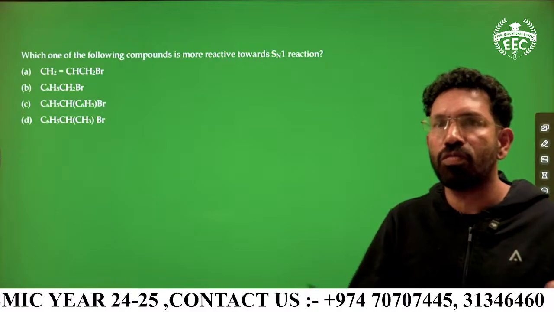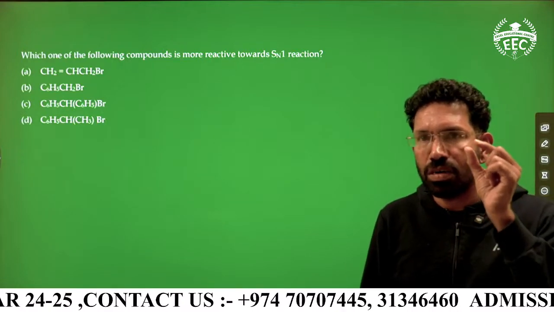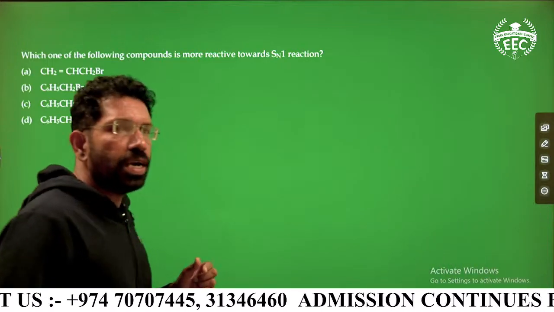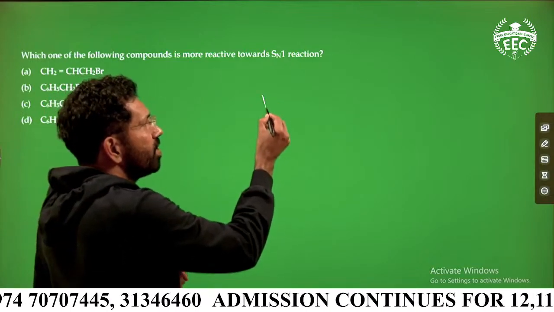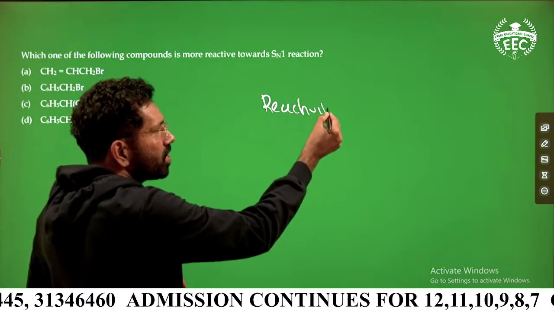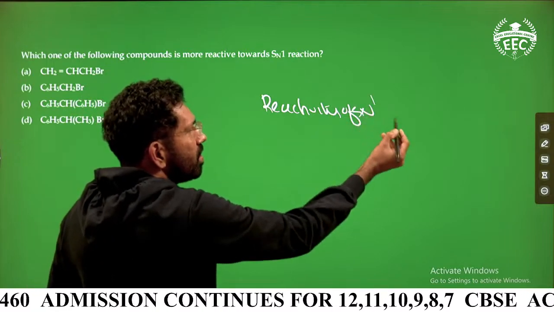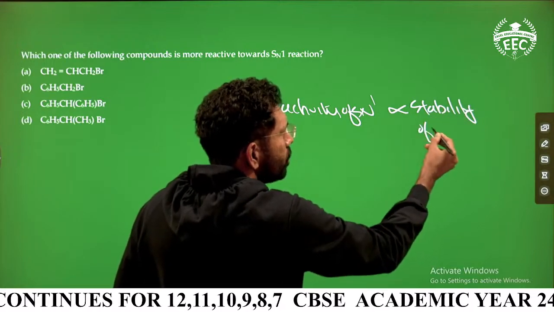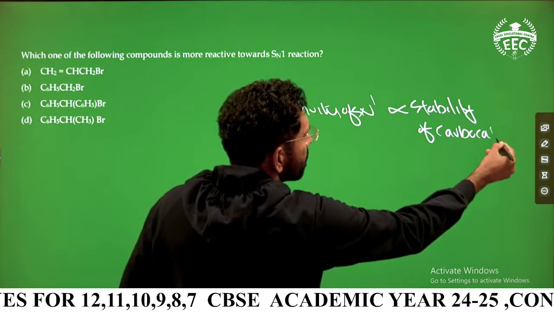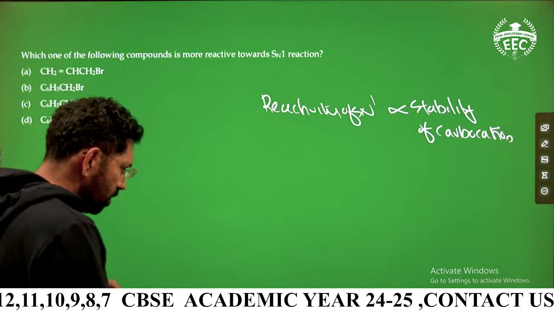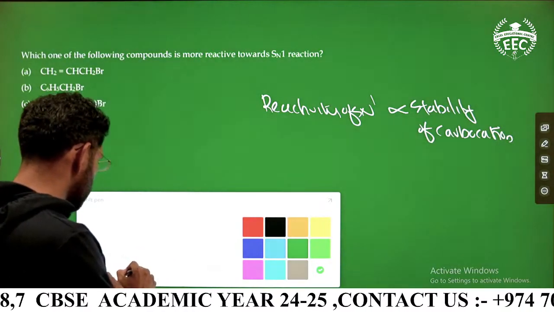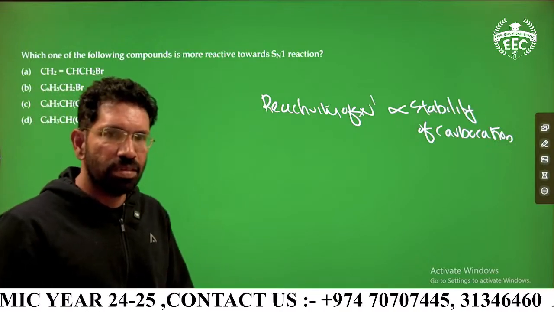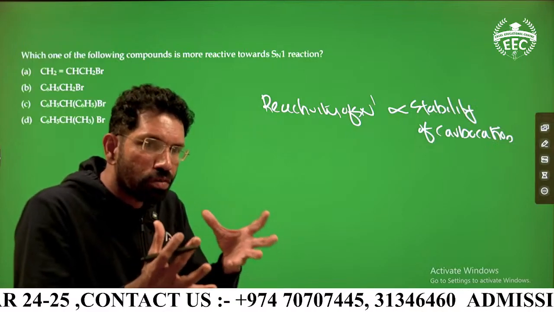Reactivity of SN1 depends upon what? I am just briefly explaining the order of reactivity. We know that reactivity of SN1 is directly proportional to stability of carbocation. This is the important thing you should remember. Stability of carbocation depends upon so many factors.